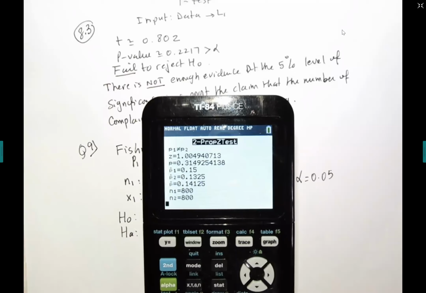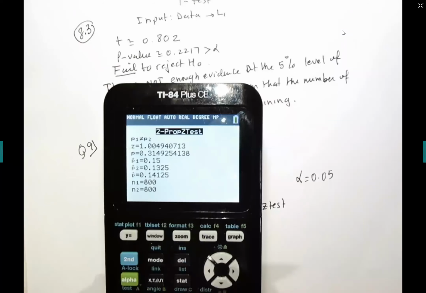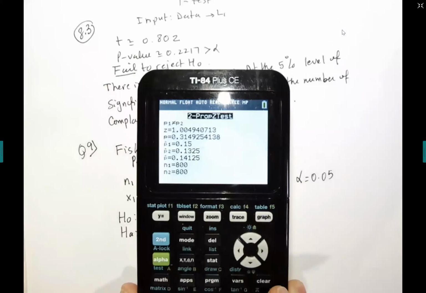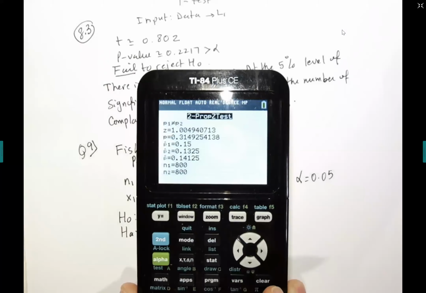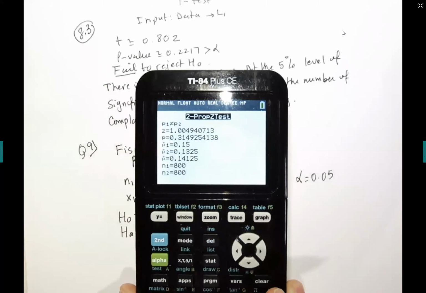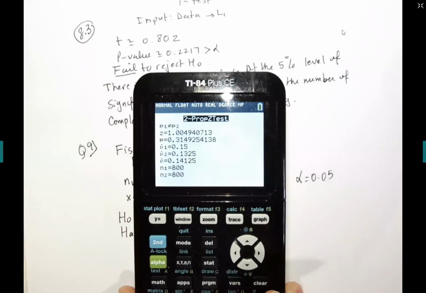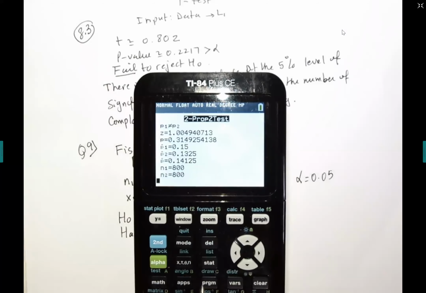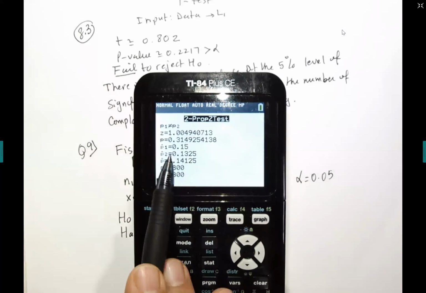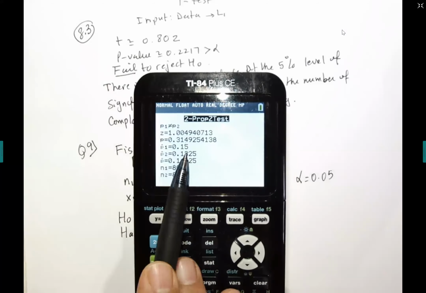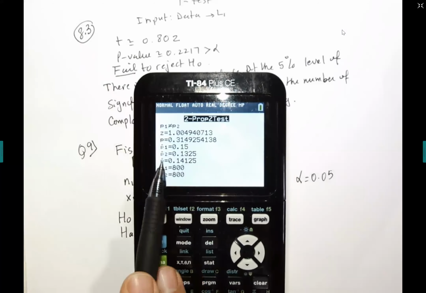I hope that all of you had this answer. If not, let me know if I made a mistake. It is possible. So Z is 1.00 and the p-value is huge, 0.3149. Again, we're going to fail to reject H0. If you're wondering what P1 hat and P2 hat are, P1 hat is X1 divided by N1 and P2 hat is X2 divided by N2.